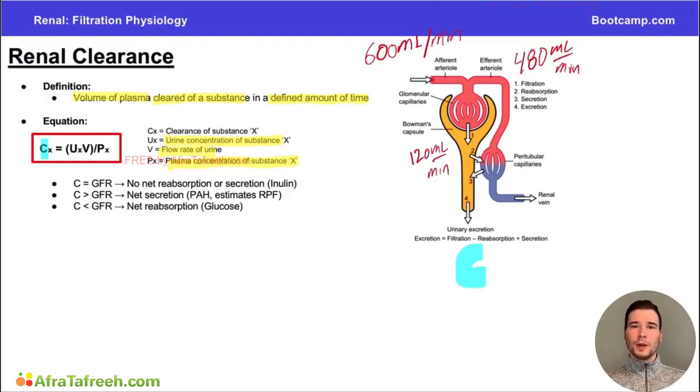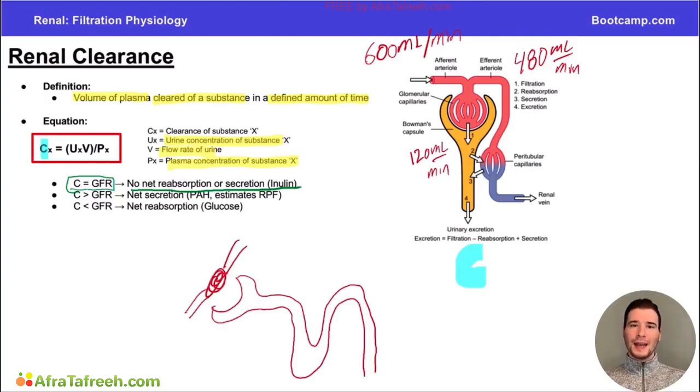There are three key situations that they want you to understand intuitively that we're going to draw out here. First, I'm going to draw in green, C equals GFR. That says there is no net reabsorption or secretion. The molecule they like to use to test you here is called inulin, and the reason for that is because it's not reabsorbed or secreted. So how much is filtered at the glomerulus and Bowman's capsule, again, I'll draw that with this green arrow right here, is how much is actually cleared from the body.